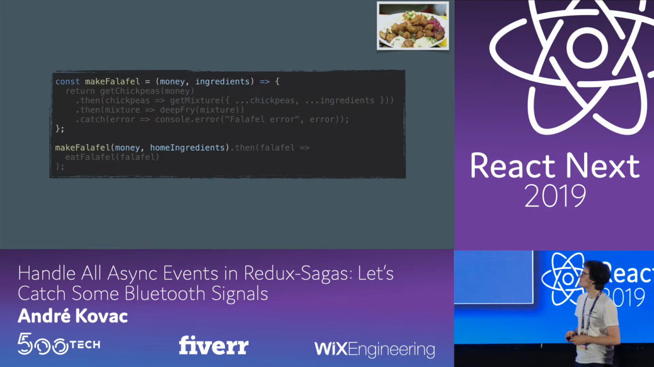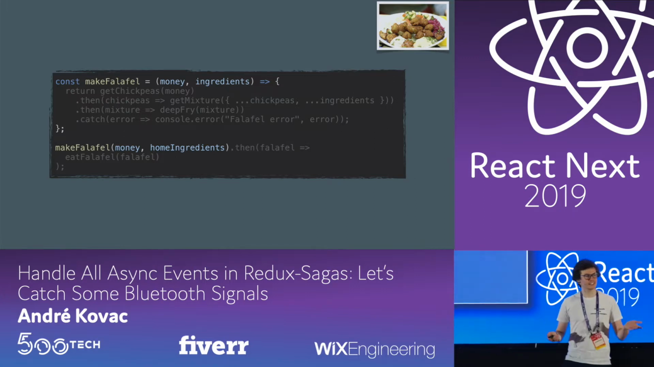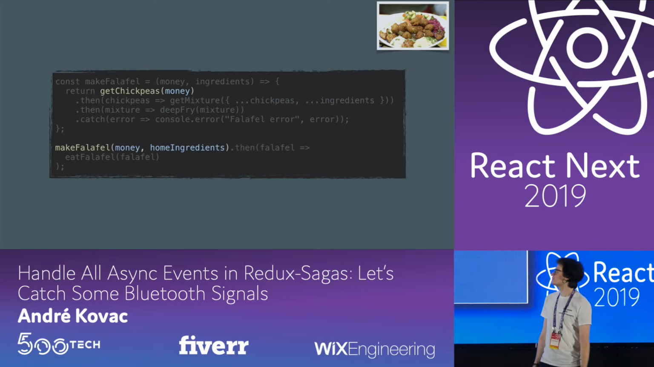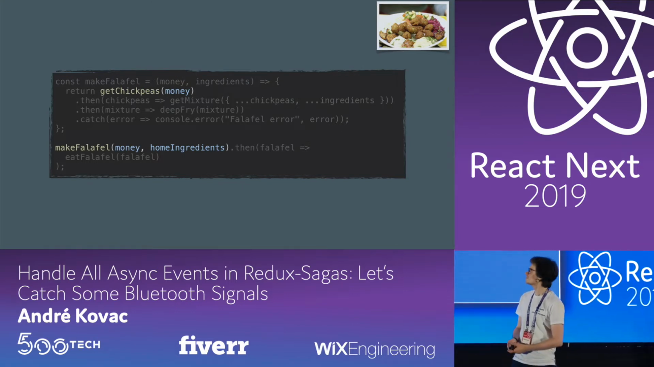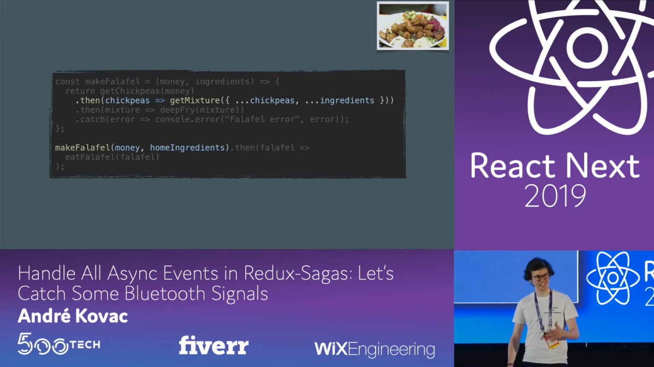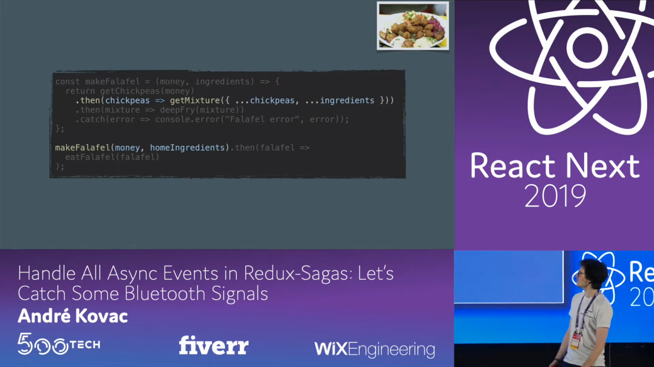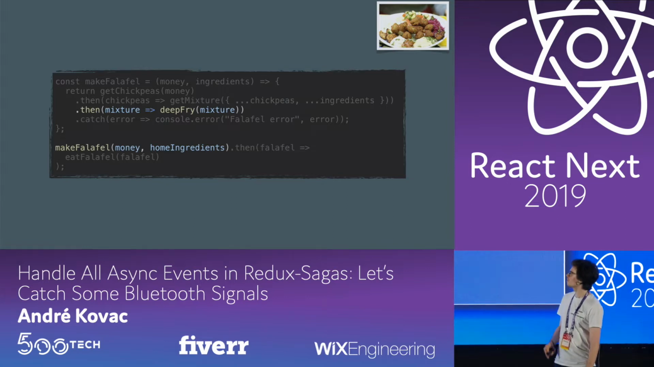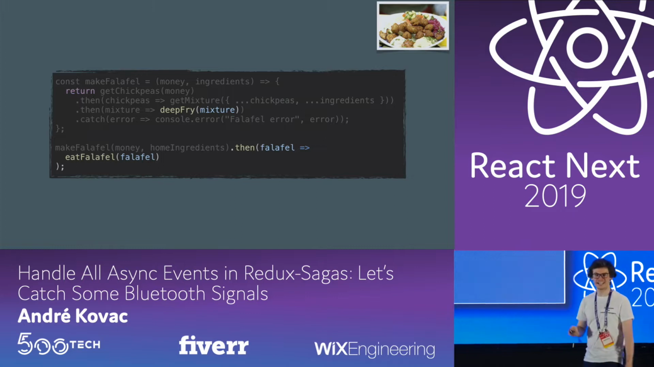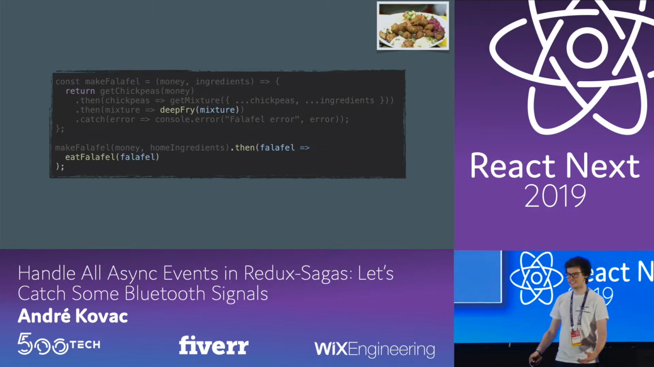Okay, so how does it look with promises? Already a bit better, right? So when we make the call, we start here with the first. It returns a promise, which we can then chain with the then command, and use for the next promise and chain it further on. And in the end, we get returned a promise, which we can then again chain into finally eating the falafel.